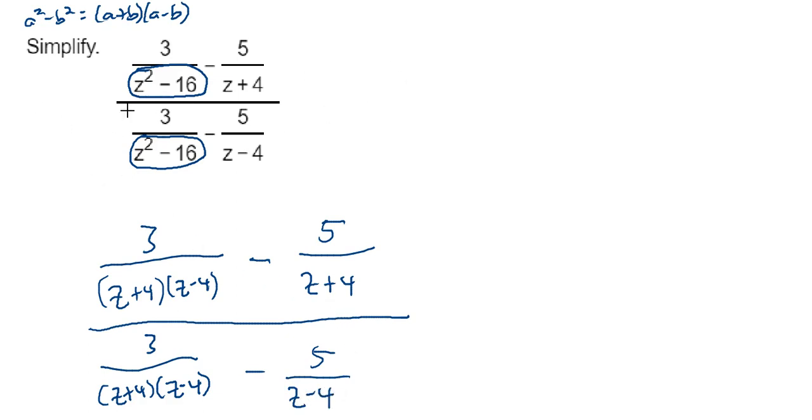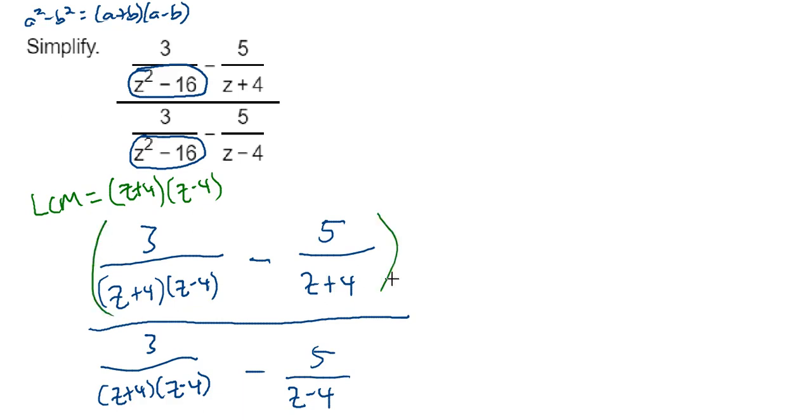All right, so now we can find the LCM. We take every factor that we can find in the denominators here. So we have z plus 4, right? That's one of the factors. I see it in several places. And we have z minus 4, which we see in several places. And that's it. Those are the only two factors that occur in all of my denominators.